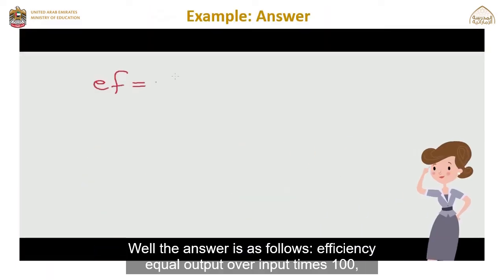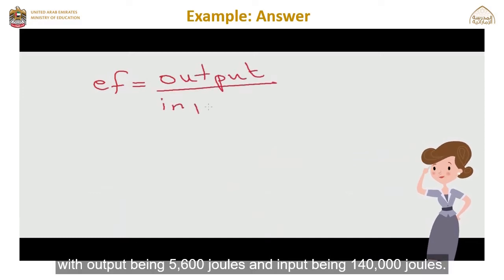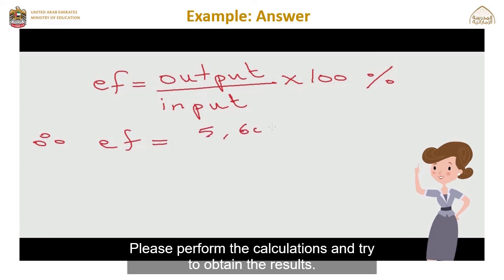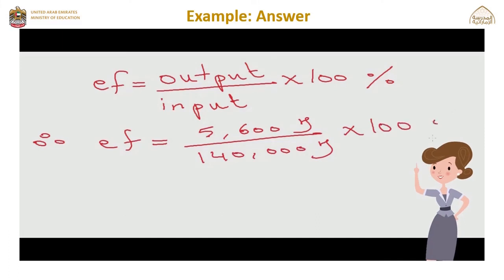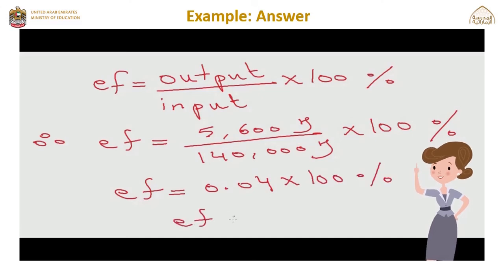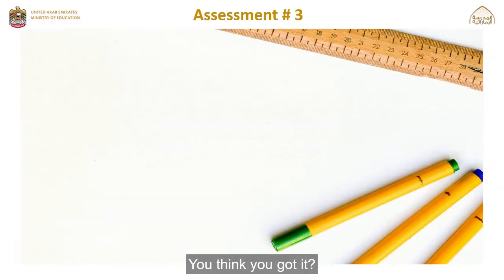Well, the answer is as follows. Efficiency equals output over input times 100, with output being 5,600 joules and input being 140,000 joules. Please perform the calculations and try to obtain the results. You think you got it?